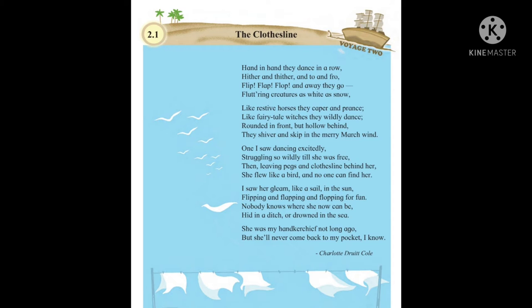So the clothes seem like the birds. As you all can see in the picture above, there are birds, and the cloth that is flying away is just looking like a bird. So that is what the poetess is explaining to us in the first stanza.